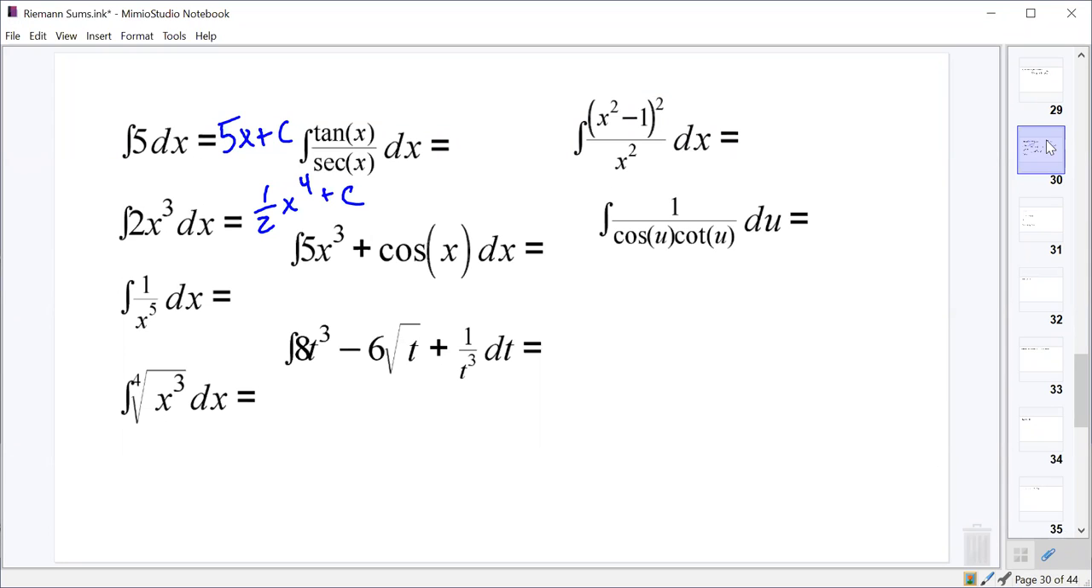All right. So 1 over x to the 5th, that's the same as the integral of x to the -5, right? So we'll go up to x to the -4, and then divide by the -4. So what should that give us? Should be -1 over 4x to the 4th, plus our constant.